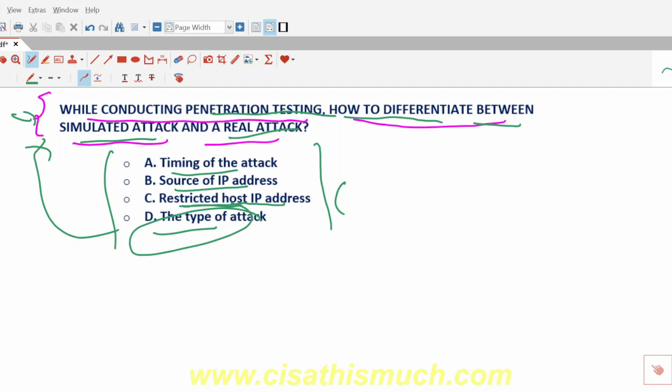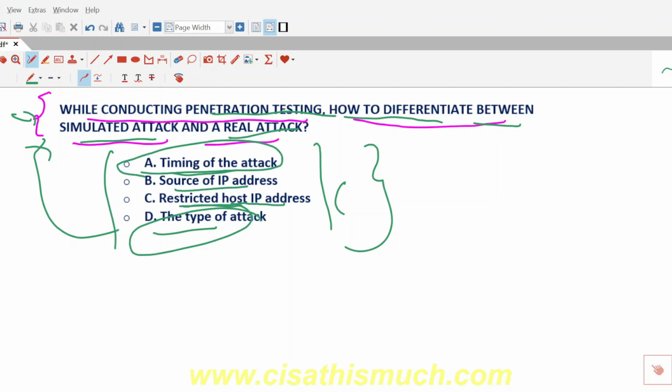But if we don't know the answer, how do we crack this question in the exam? Understand one thing: whenever you see a question where all four options make sense, where all four options look correct, it means that all four are good options, all are right answers, but we need to understand which is the best of the best option. For that, we need to go deep and understand the primary purpose of that particular condition. So when I say option A, timing of the attack, what is the primary condition?